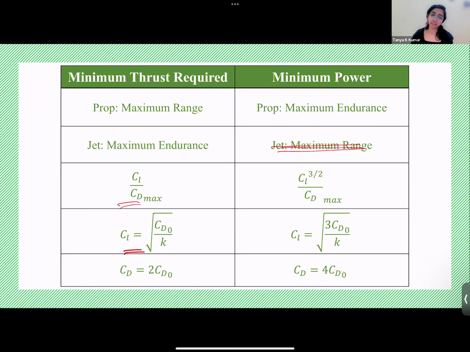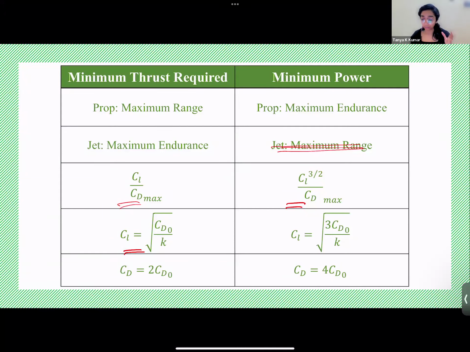Similarly, the minimum power condition for a propeller-driven aircraft gives you maximum endurance. It corresponds to the case where CL raised to 3 by 2 by CD is maximum. The CL value for this case is root of 3 CD naught by K. When you substitute this value into the drag polar, you get 4 CD naught.